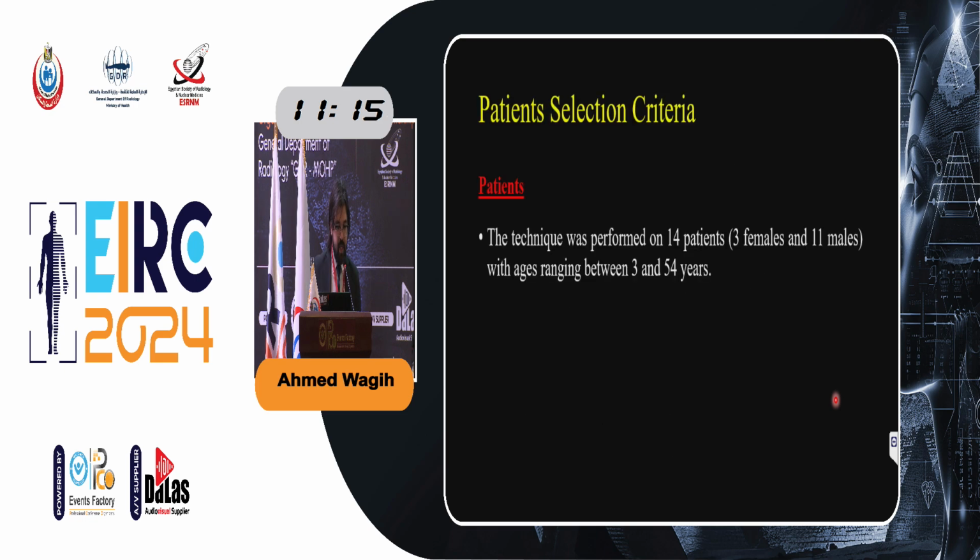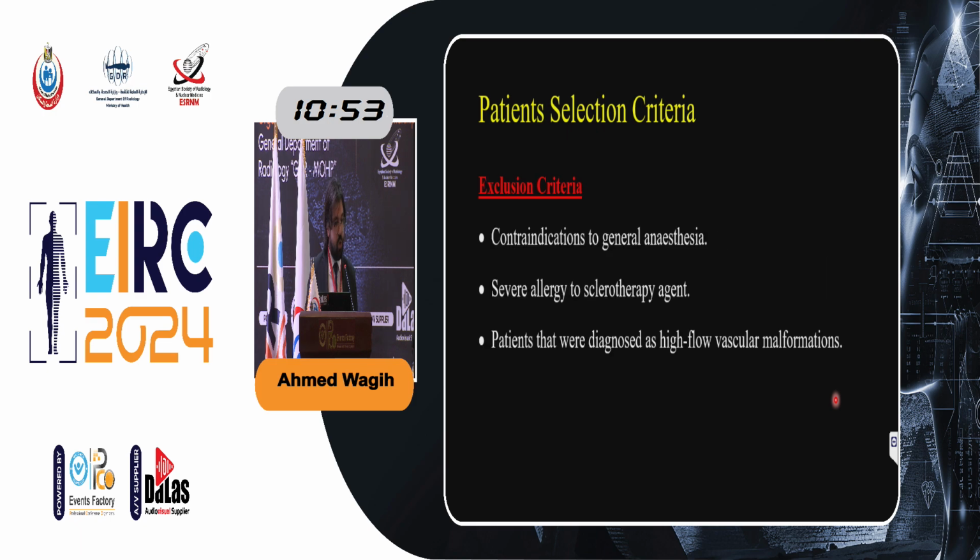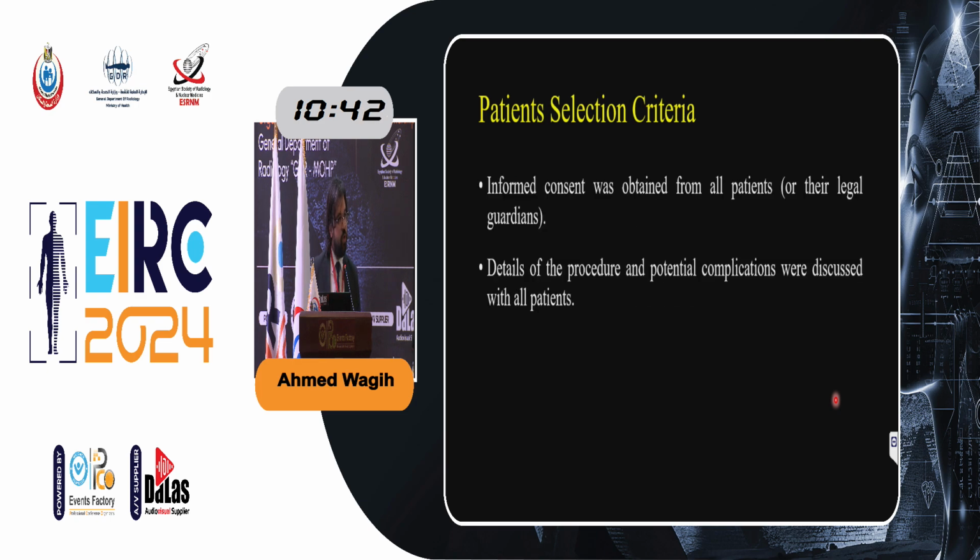Our patient selection criteria: it was done on 14 patients, 3 females and 11 males, and their ages were ranging between 3 and 54 years. The inclusion criteria was any patient that had functional symptoms due to the presence of a venous malformation in the parapharyngeal space, regardless of other extensions in the head and neck. Our contraindications or exclusion criteria were contraindications to general anesthesia, severe allergy to the sclerotherapy agent, and patients that were diagnosed with high-flow vascular malformations. Informed consent, of course, was obtained from all the patients, and details of the procedure and potential complications were discussed.